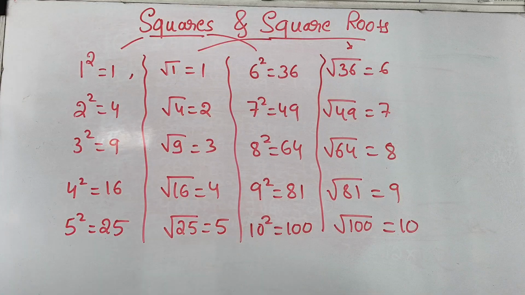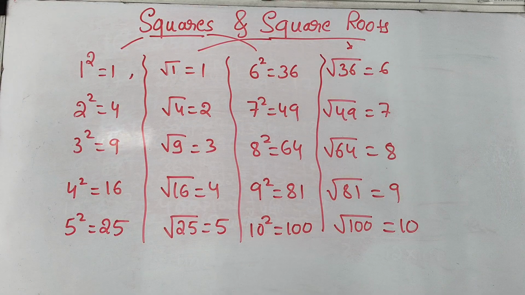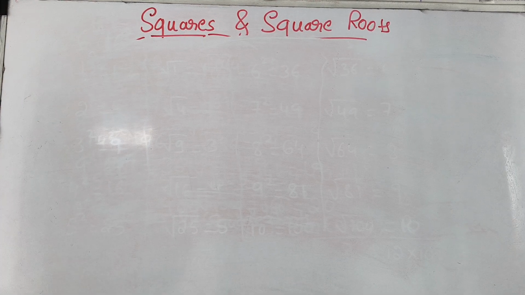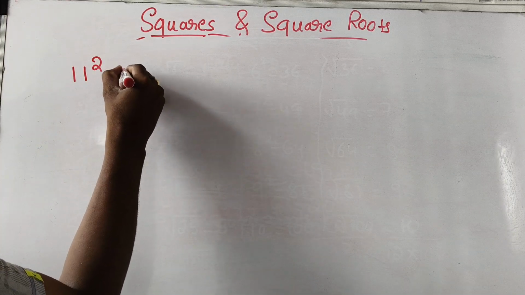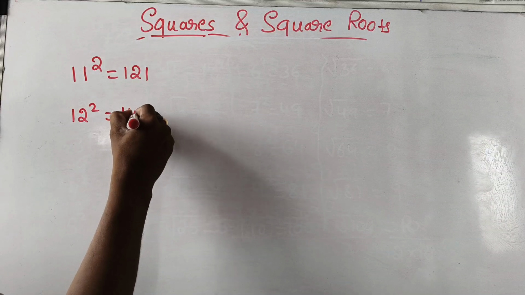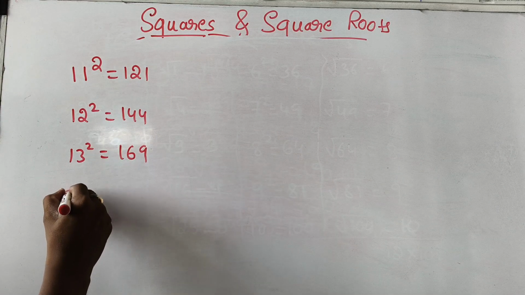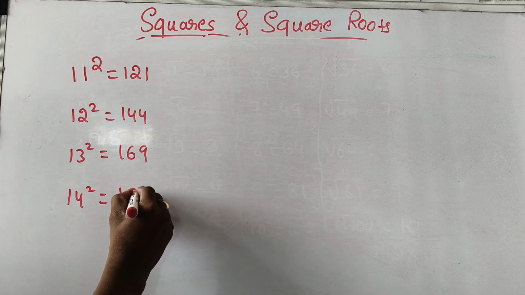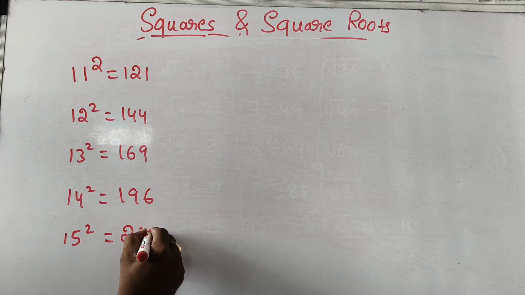These squares and square roots are going to help you a lot in simplifying the problems or numericals in mathematics in the higher classes. Let us write from 11 to 15. The value of 11 square is 121. 12 square is 144. 13 square is 169. 14 square is 196. 15 square is 225.